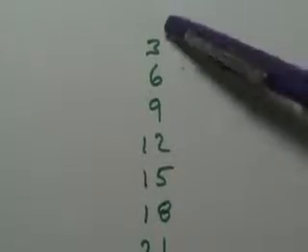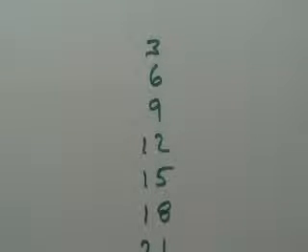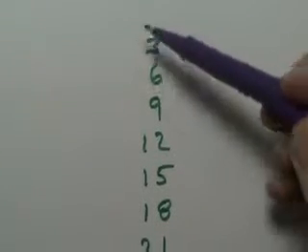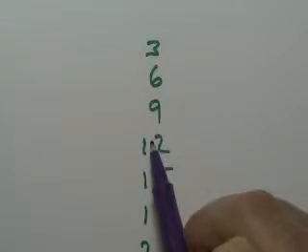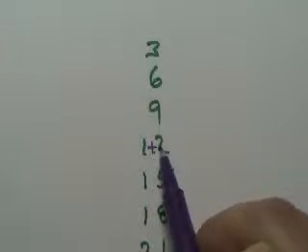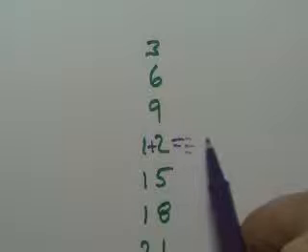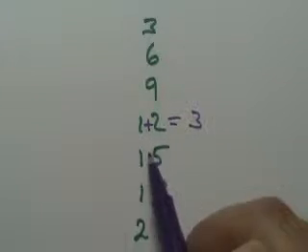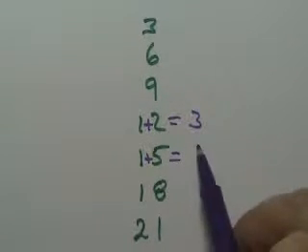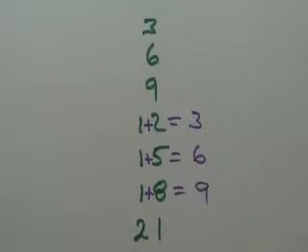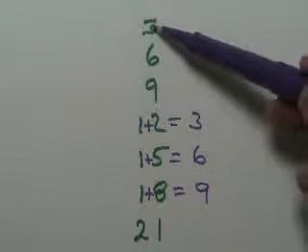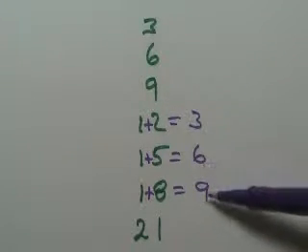Don't write this, but just take a look at this, see if you can detect the pattern. I wrote the multiples of 3: 3, 6, 9, 12, 15, 18, etc. Now, watch what happens. If I add the digits of 12, 1 and 2, that gives me 3. If I add 1 and 5, that gives me 6. If I add 1 plus 8, that gives me 9. Hey, are you seeing a pattern here? 3, 6, 9, 3, 6, 9.